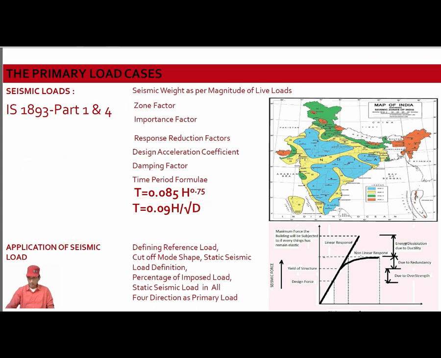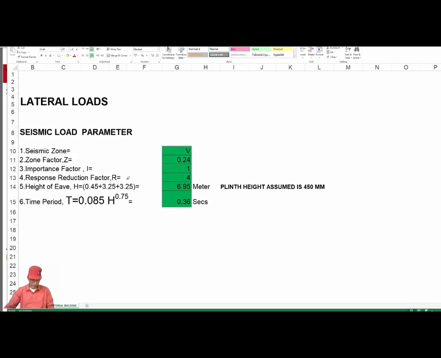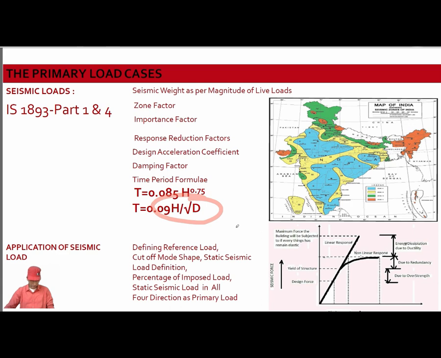For our structure, the floor to floor height is 3.25. Then we might have to consider a plinth height. So assuming a plinth height, the eave height is computed at 6.95 meters. So the time period works out to be 0.36 seconds. Now let us come to the actual application of seismic load to the STAAD Pro model. We shall first define the reference load. The reference load will help the software to generate the seismic load. We shall define the cutoff mode shape, static seismic load coefficient, and percentage of imposed load.